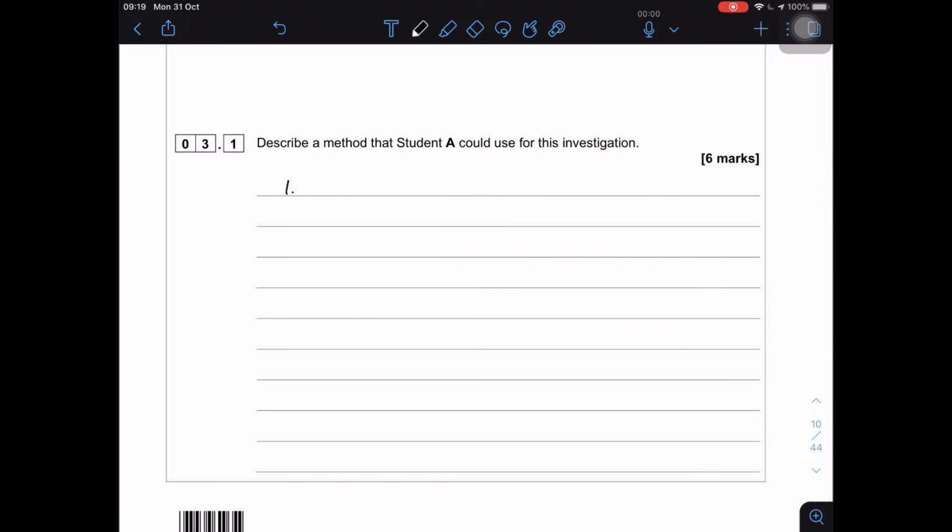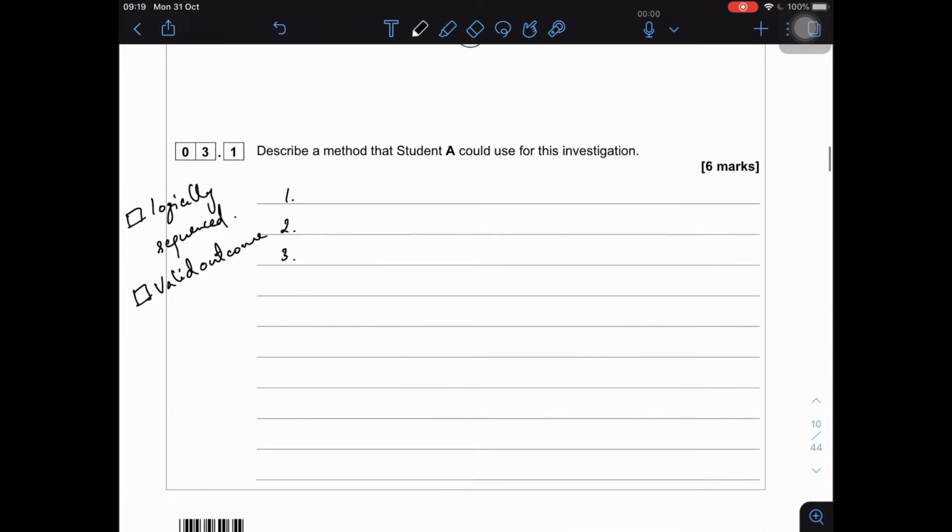So I would say write it in numbers, so they're logically sequenced. And it should have a valid outcome, meaning at the end you should draw a graph or some sort of measurement. These are the key points that you should have in a method. Right, I'll go through this quickly.